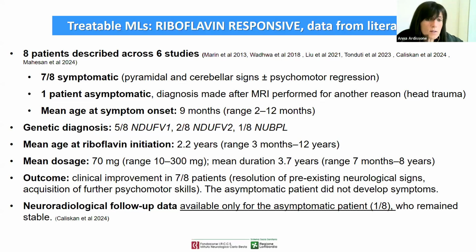All symptomatic patients presented with onset before 1 year of age, and the diagnosis of complex 1 deficiency was achieved in each patient, related to a nuclear DNA gene encoding for complex 1. The patients started treatment with riboflavin at different dosages, and the outcome showed a clinical improvement in all symptomatic patients. The asymptomatic patient did not develop signs or symptoms, but the challenge with these data is that there is no neurological follow-up data. The MRI follow-up was available only for the asymptomatic patient, who remained stable.